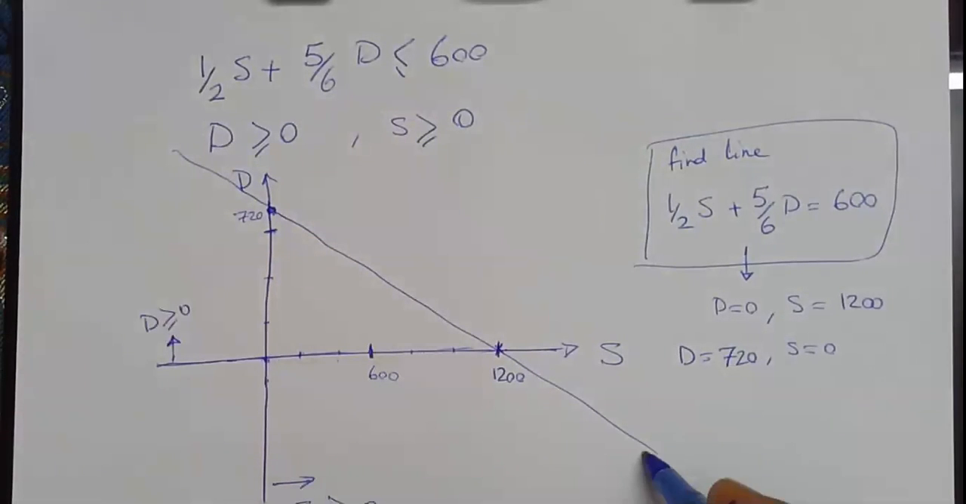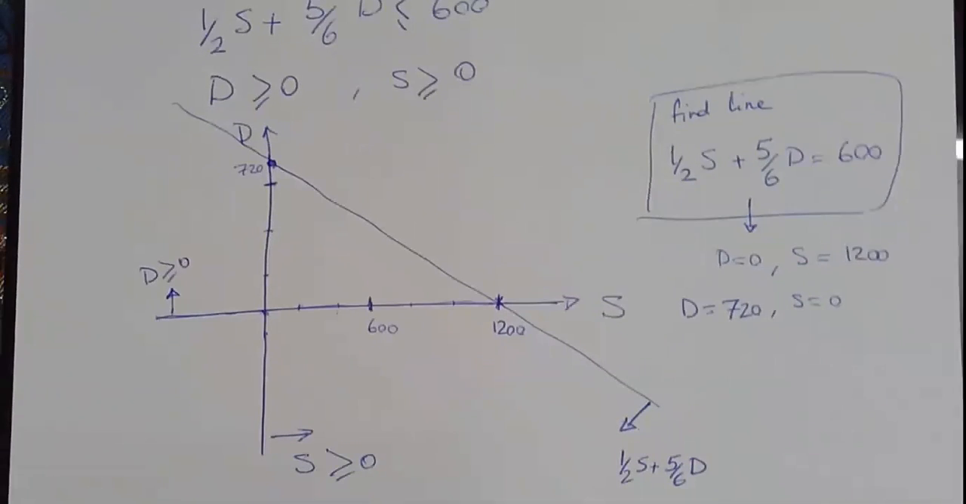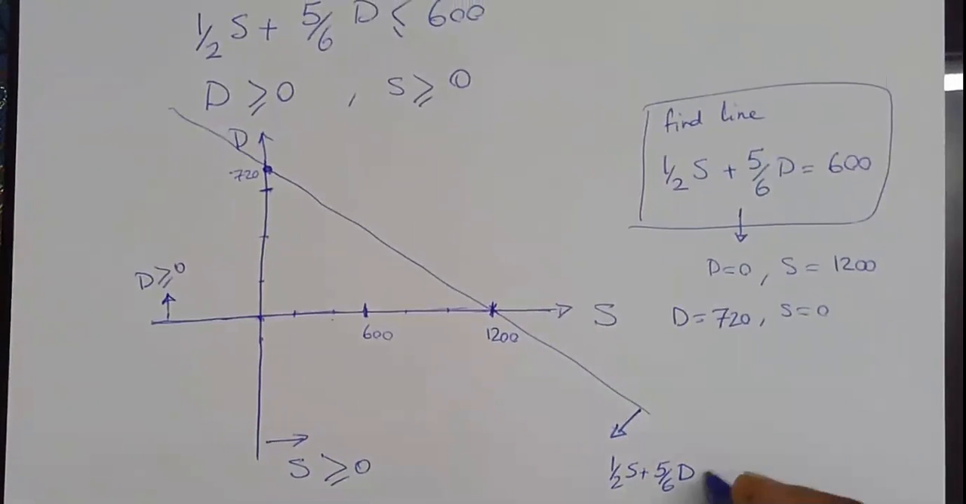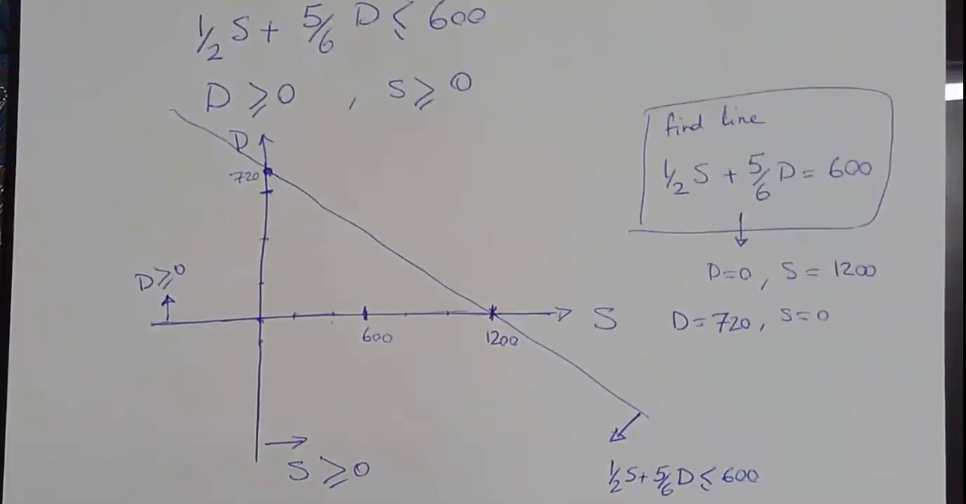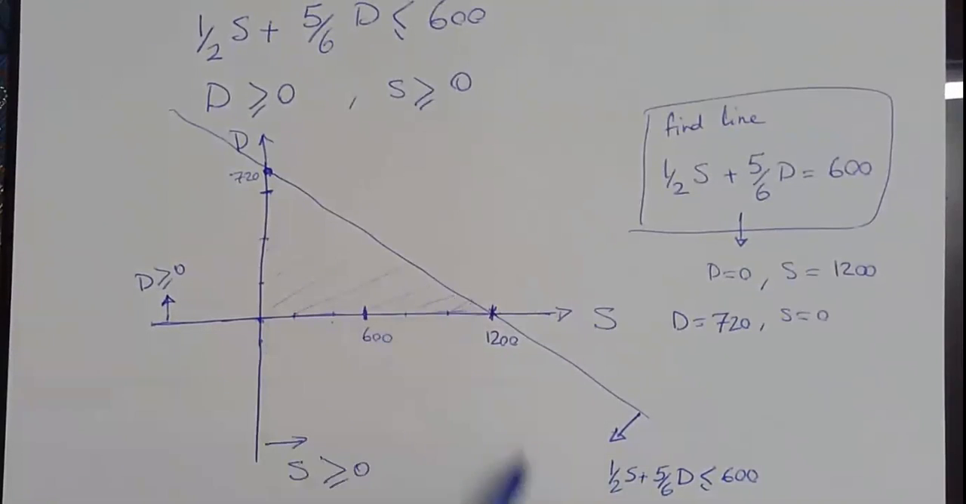Therefore, any point below this line or to the left of this line would be considered feasible. So this would be half of S plus 5/6 of D less than or equal to 600. So far with these 3 constraints, we just need to keep going and draw the other lines for the other 3. But for these 3, this is my feasible region so far, which is the intersection of these 3.